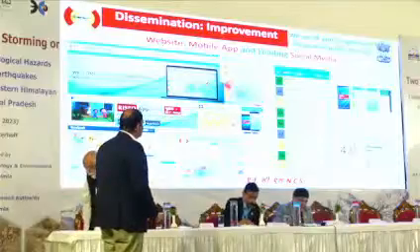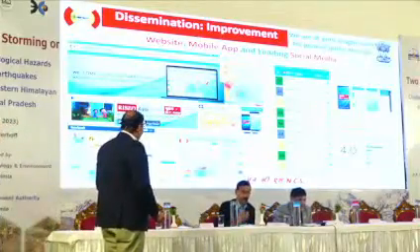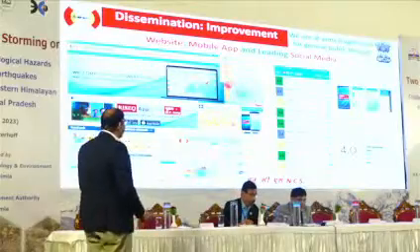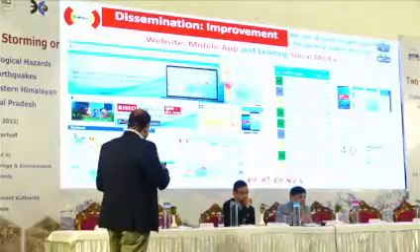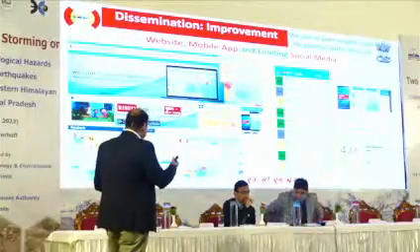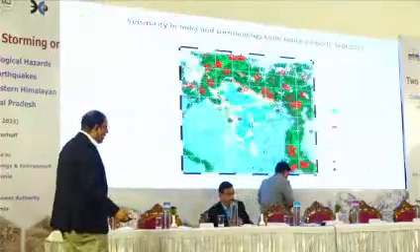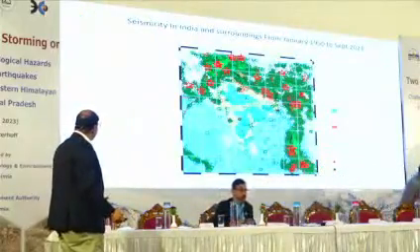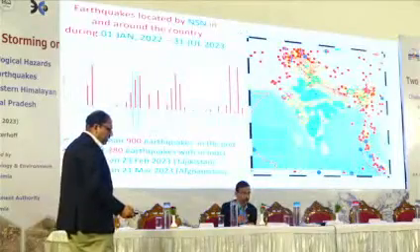So this is how we are broadcasting our earthquake activity reports. We provide our app, the Bhukamp app. Then we provide reports through different media sources like X, and on our website too. So different media channels are there. This is one of the pictures of our seismic activity from 1950 to 2023.